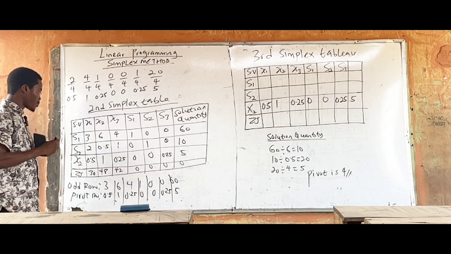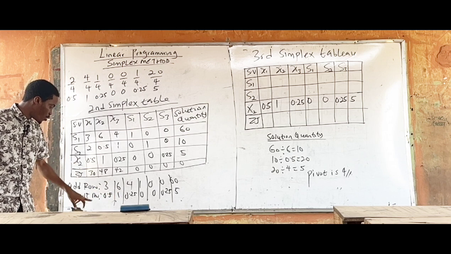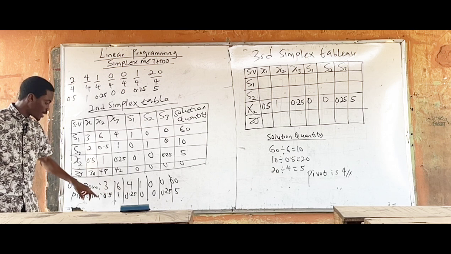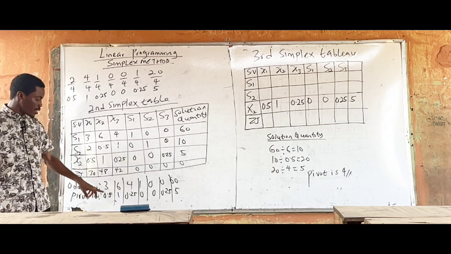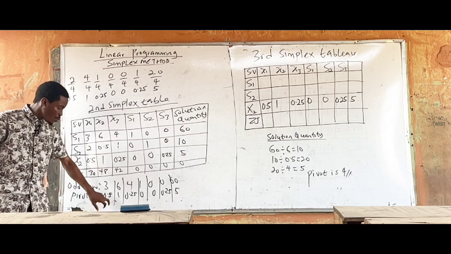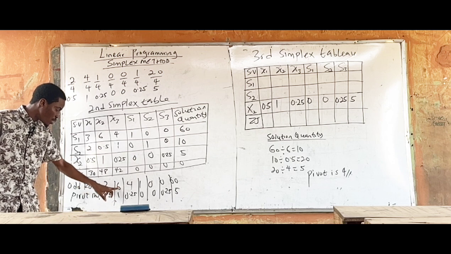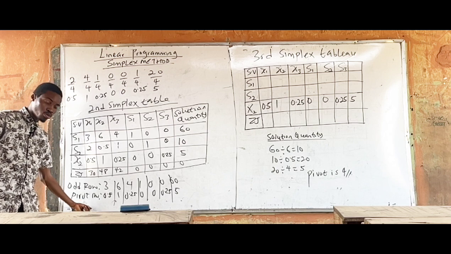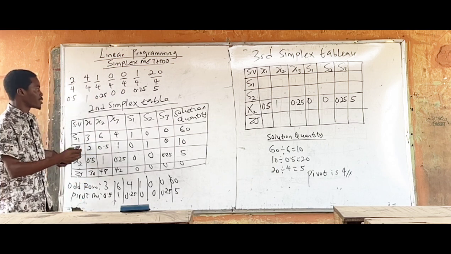So for me to make this one 0 here, I will subtract the pivot row from my old row. That is, old row minus pivot row. 6 minus 1 is 5, but I want to make this one 0. If I subtract from here, I will get my new row. This is my old row here. I want to get my third simplex table.